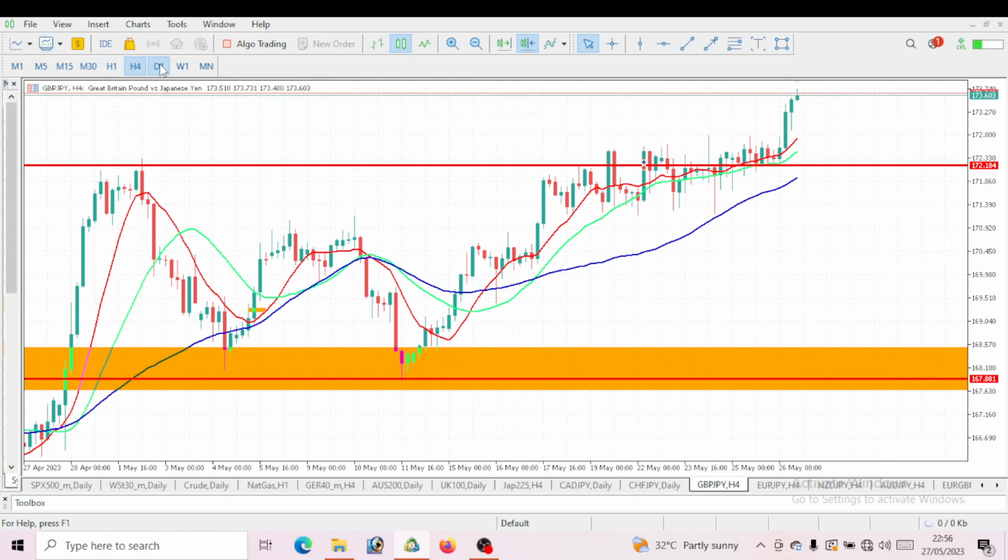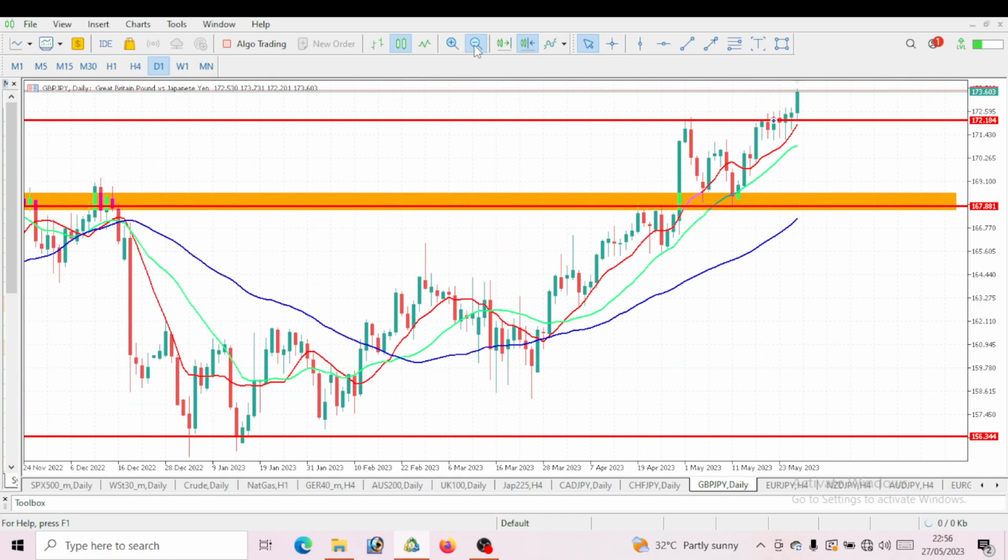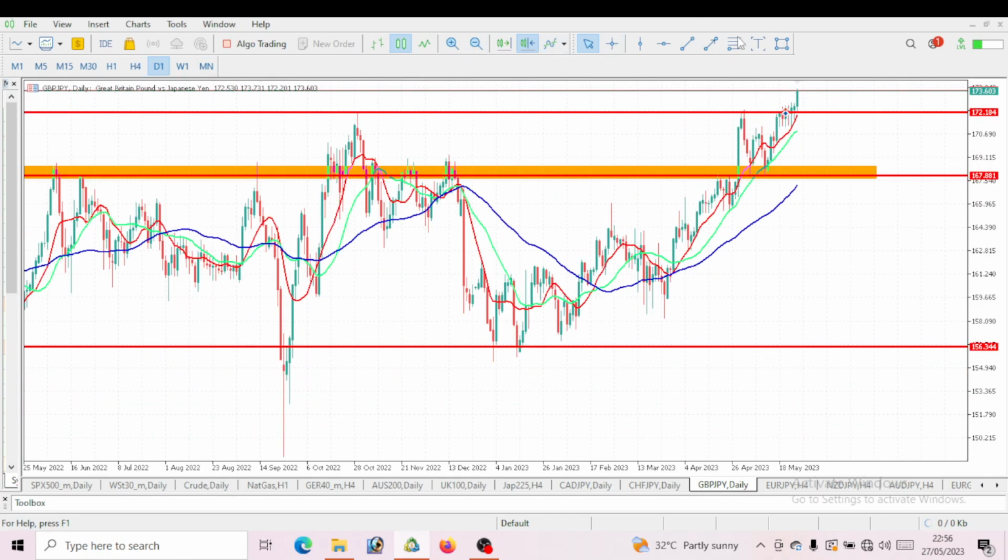Now let me zoom it out, because I want to mark out some levels. Let's see if we can spot those levels here. We all know that this is a trend channel. I'm just trying to make it quick, by the way. So let's see on this channel.